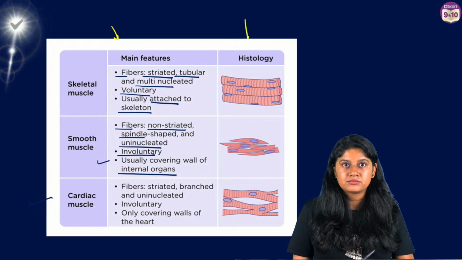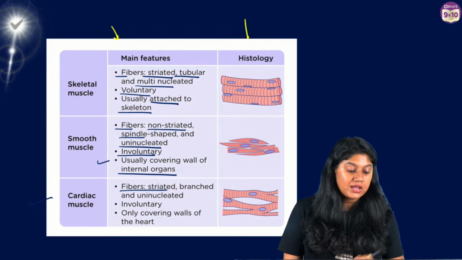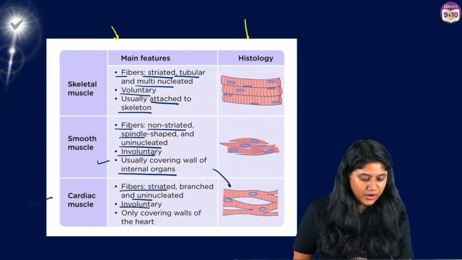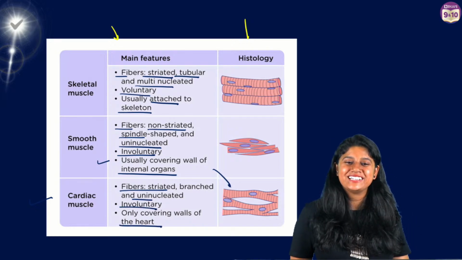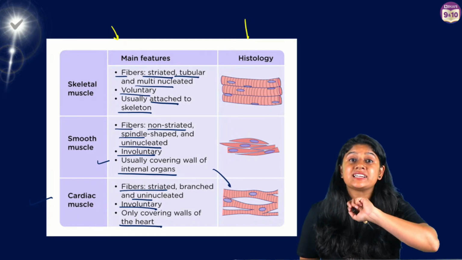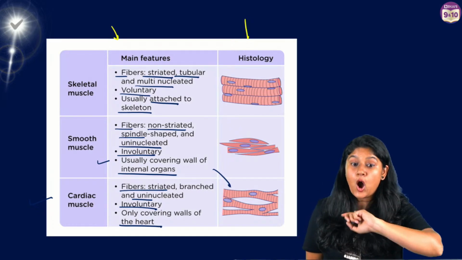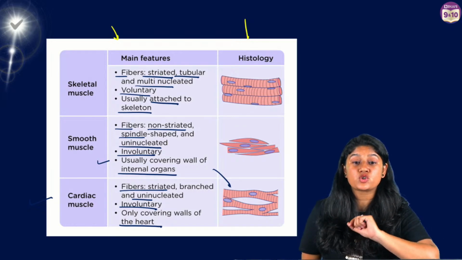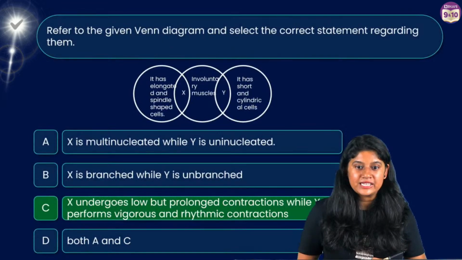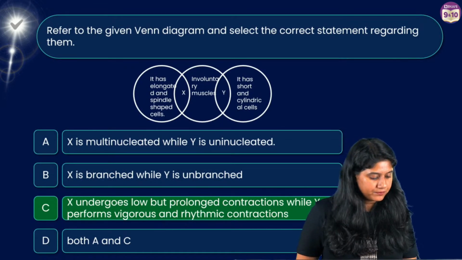Cardiac muscle, there are bands present, fibers, branched structure. See, it's a branched structure. Uninucleated, involuntary, and covers the walls of the heart. Easy peasy. Option A is incorrect. Okay? Option A is incorrect. That is the reason we cannot choose option number D. Correct? Yes. Very good.